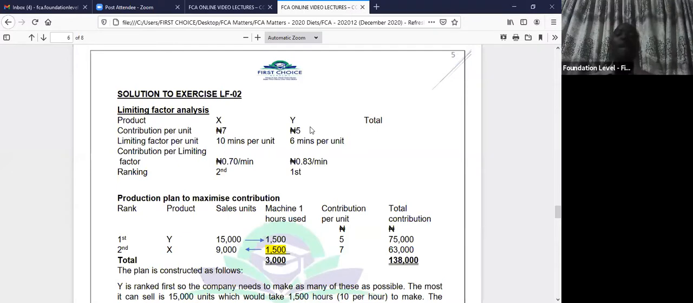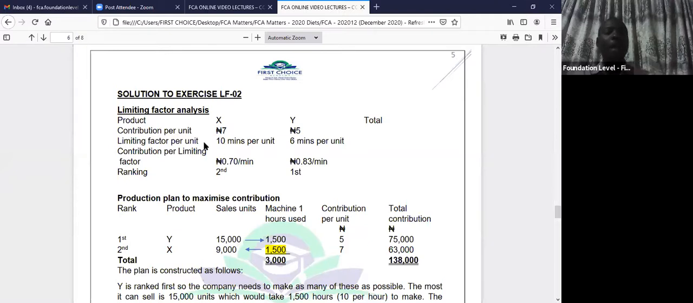Perhaps they might give you total contribution and total sales demand, and you would just divide total contribution by total sales demand to get your contribution per unit. Either way, that is the first thing you will do. Get your contribution per unit. The next thing is to get your limiting factor per unit. Now we said 10 minutes for 1 unit.